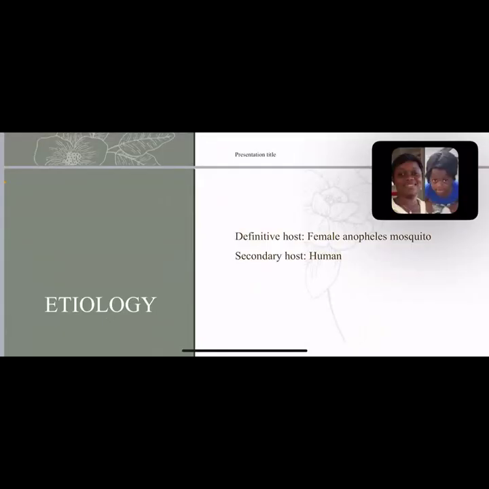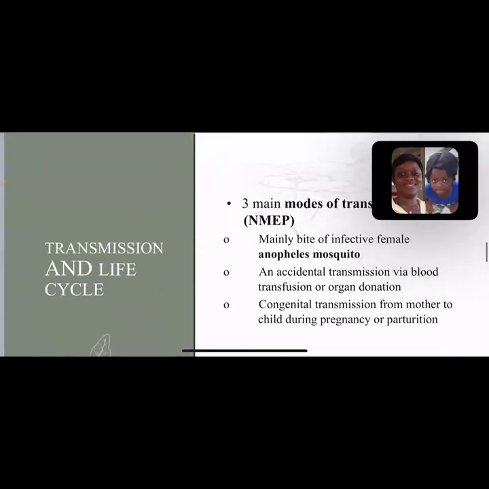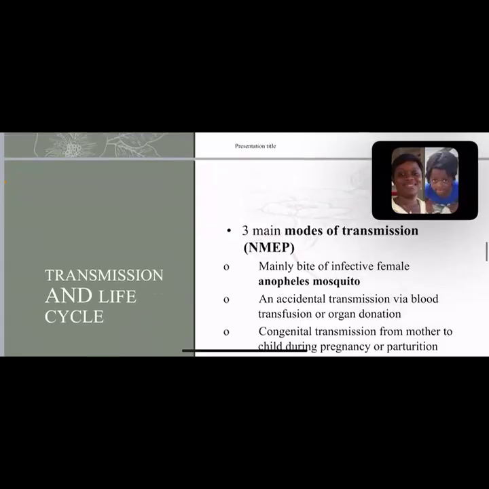I also said that the definitive host is the female Anopheles mosquito, and the secondary host is the human. The reason is in the life cycle, the asexual reproduction happens in the human host. It happens in us, and then the sexual reproduction happens in the mosquito. And so because of that, the parasite cannot live without us. It can't just survive only inside the mosquito. It has to survive inside us as well.